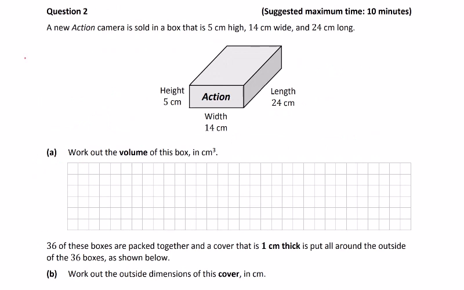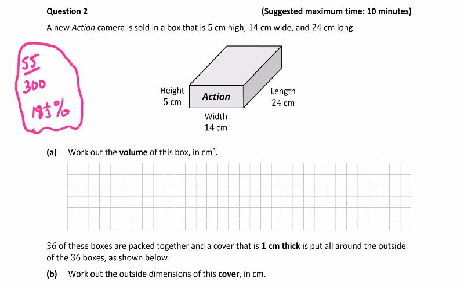Question 2 and 3 was area and volume. We had 55 out of 300 marks. Divide that by 3, you're going to get 18.33% just for area and volume. So give it your attention. A new action camera is sold in a box that's 5 cm high, 14 cm wide, and 24 cm long. Work out the volume of this box. You say, can this actually be this easy?